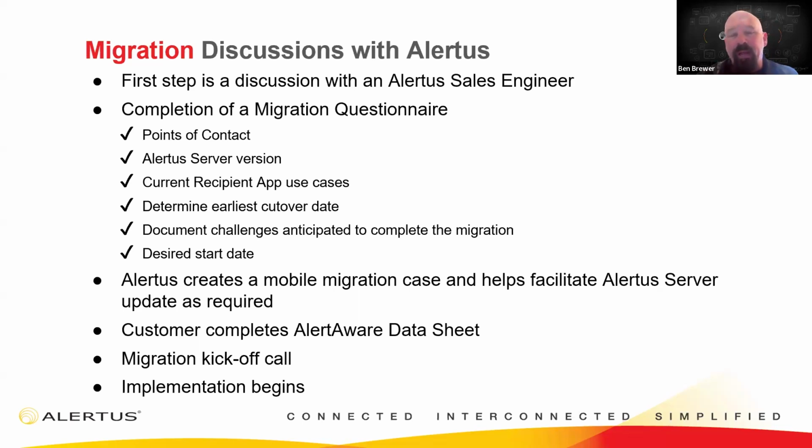The next thing that we're going to ask you all is, what is the current version of your Alertus server? You can find this by navigating down to the bottom left of your Alertus console and hovering over system info, and it will show 3 different versions. What we're looking for there is the architecture version, and we want to make sure that you're on version 5.22.